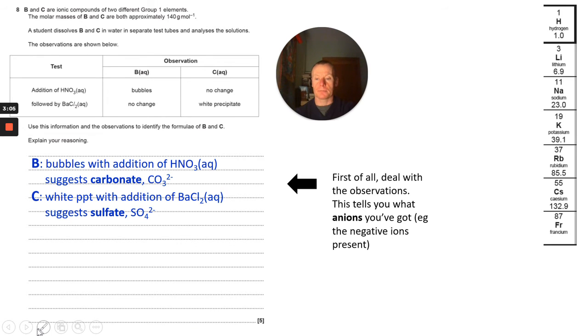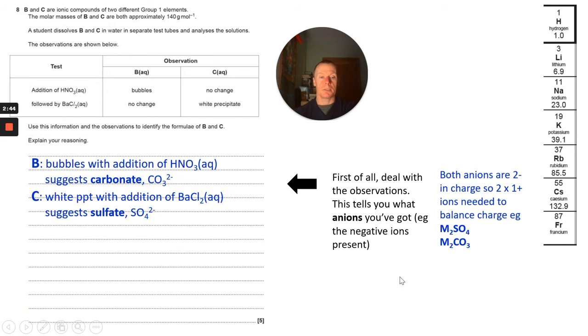Now it's also important to point out that if there is no change for any of the other compounds, so for example HNO3 for C has no change, that must mean that only B contains the carbonate and only C contains the sulfate.